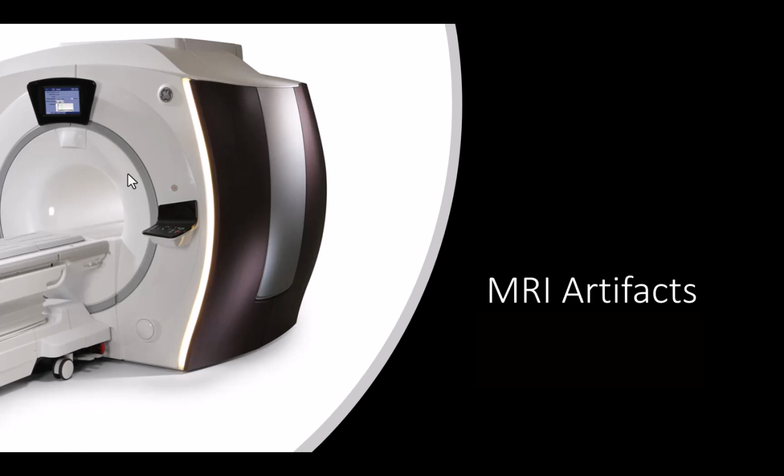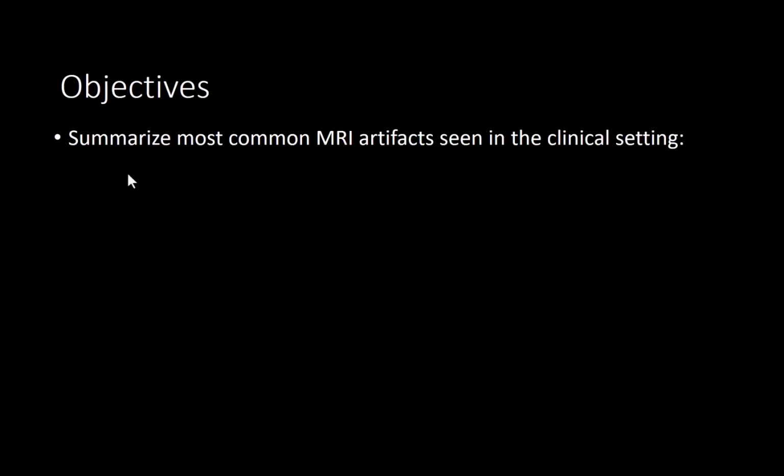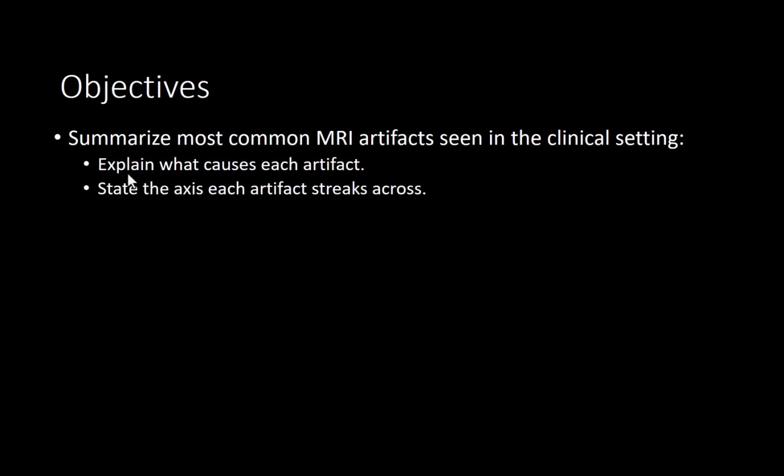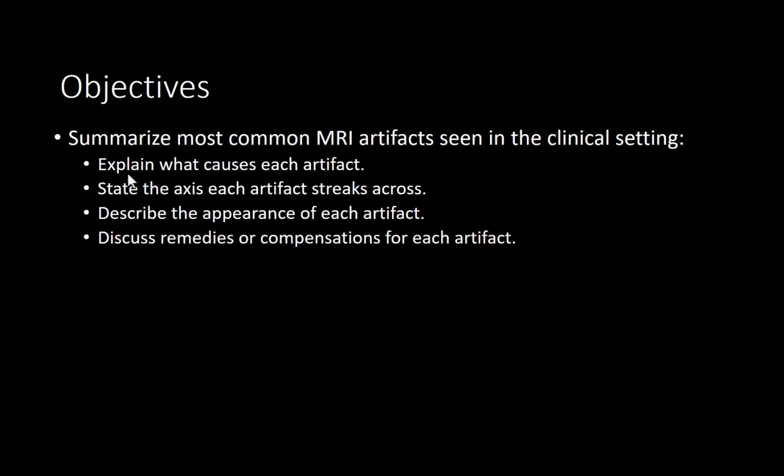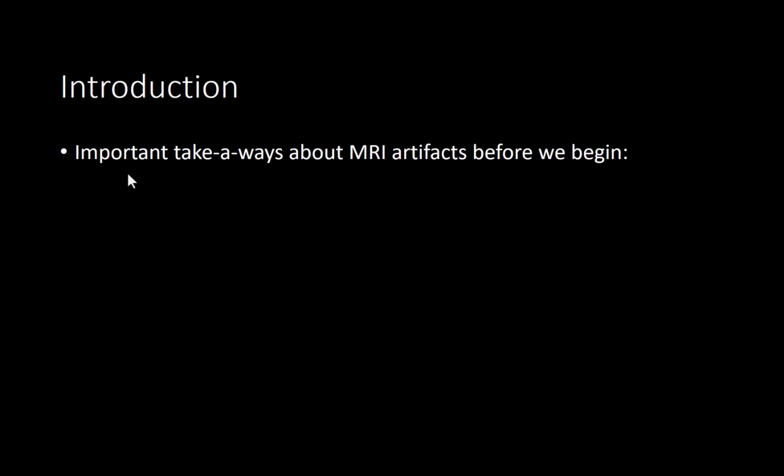This lecture will cover MRI artifacts. The objectives for this lecture are to summarize most common MRI artifacts seen in the clinical setting, explain what causes each artifact, state the axis each artifact streaks across, describe the appearance of each artifact, discuss remedies or compensations for each artifact. Some important takeaways about MRI artifacts before we begin.